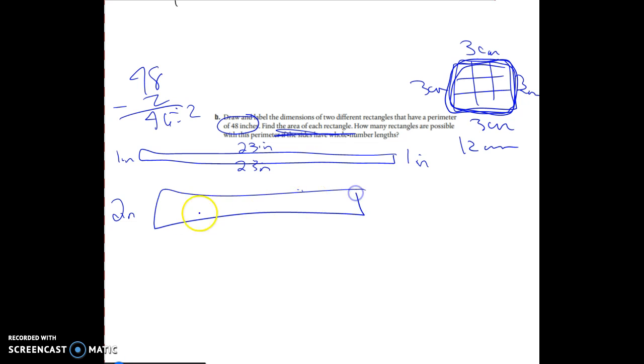With that same idea that we did before, let's try 2 inches. So if I have 2 inches here, 2 inches here, that uses up 4, and so I have 44 left. Divide that by 2, and that's going to be 22. Okay, so then 22 inches and 22 inches. And again, if you add up all the sides. So pause the video and try to find the rest of them, and then count and see how many you come up with.